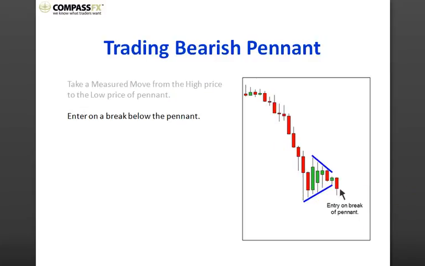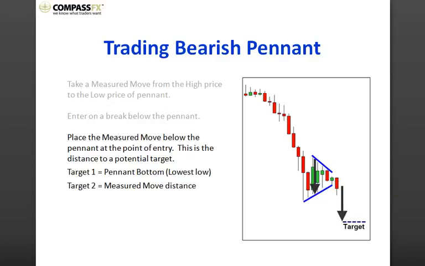Then what we're going to do is to enter on the break below the pennant. Now you can enter on the break as the candle is forming, or wait for the candle to close and then enter on the close of that candle. My recommendation is once the market breaks and you wait for a close, you want to see that the close is fairly close to the pennant break. If this candle were to close way down low, about the distance of the measured move, you wouldn't want to enter on that. If you're waiting on a closed candle, you want to make sure that you enter somewhere near the original break of the pennant.